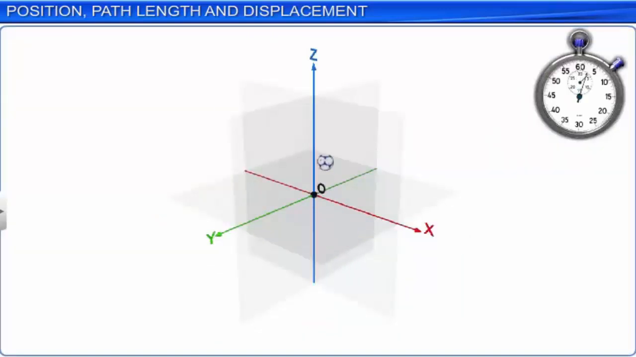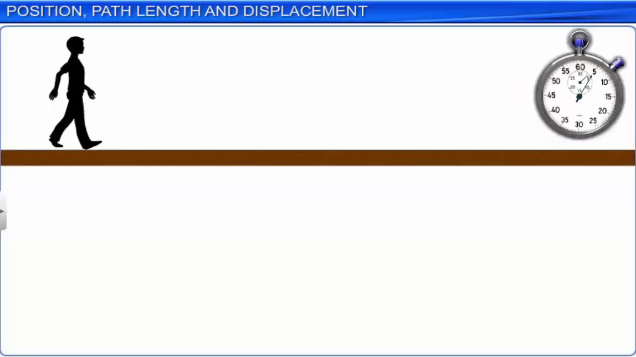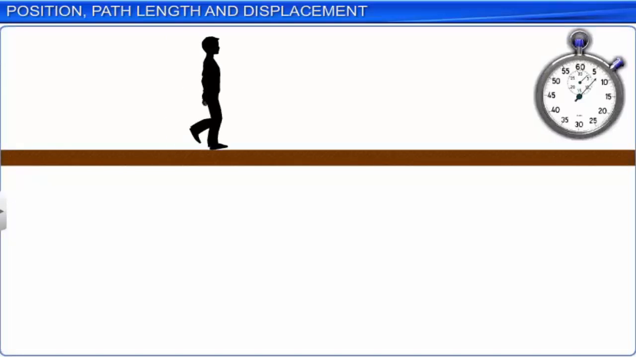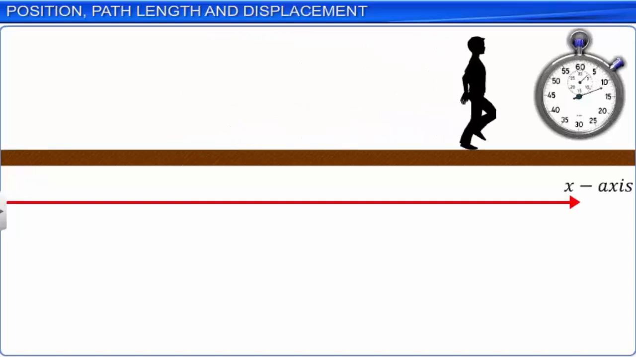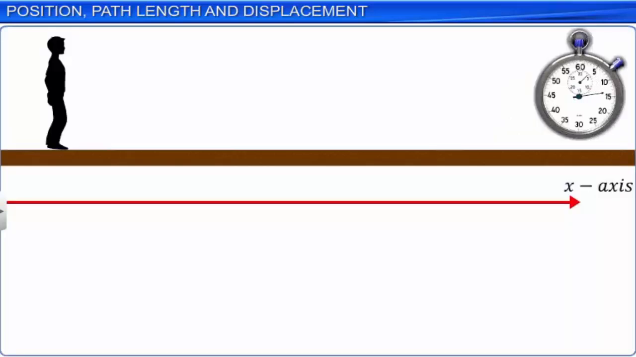Let's consider the example of a man walking along a straight line. Take the x-axis to coincide with the straight line. Fix the origin of the axis at the point from where the man starts walking. This is represented by x is equal to 0 when time t is equal to 0. A and B represent the position of the man at different instances of time.